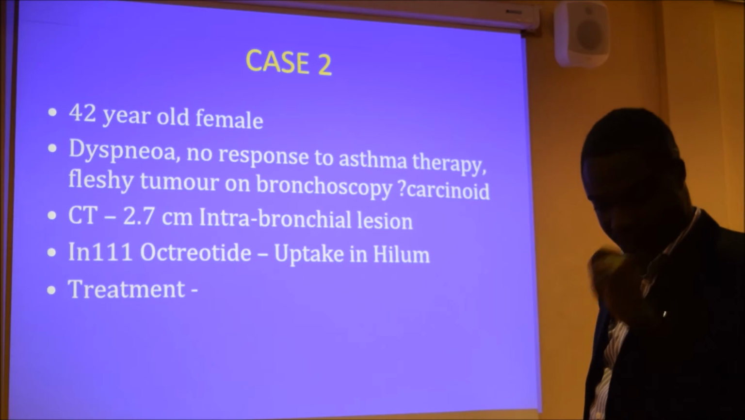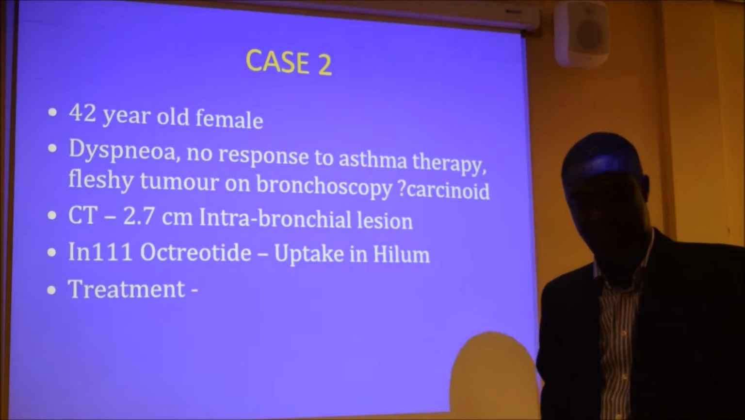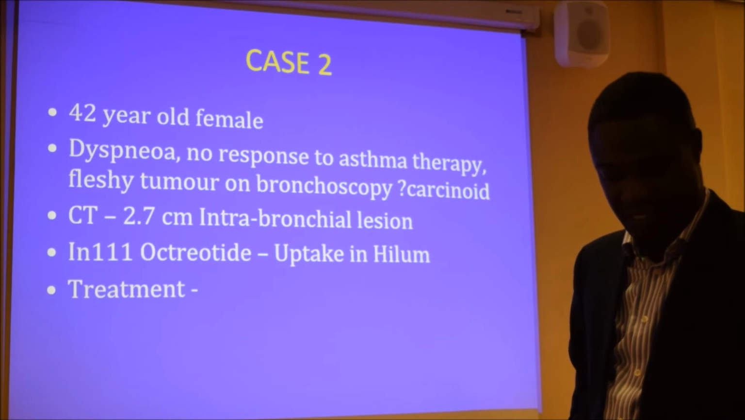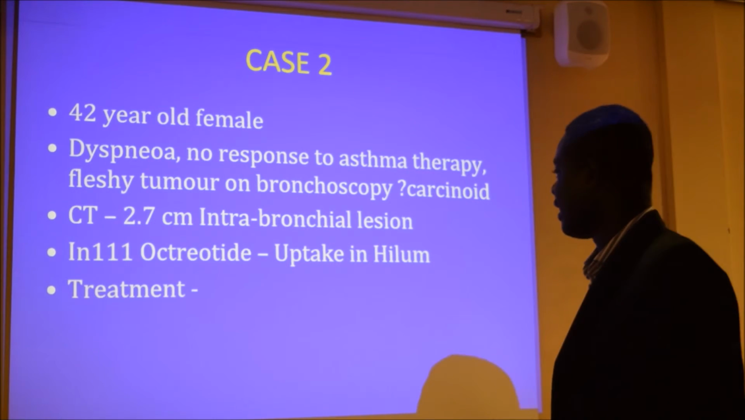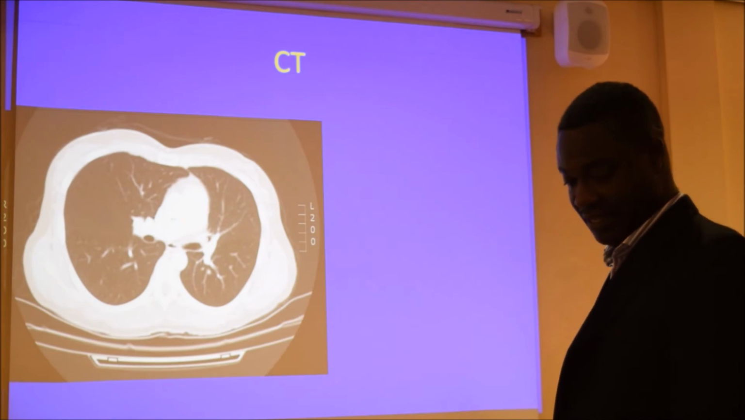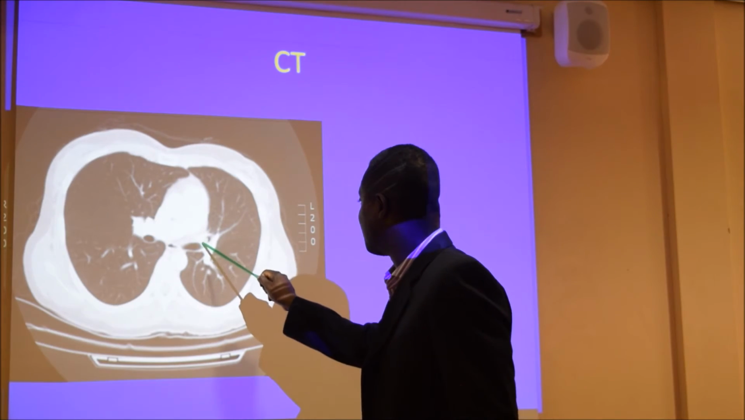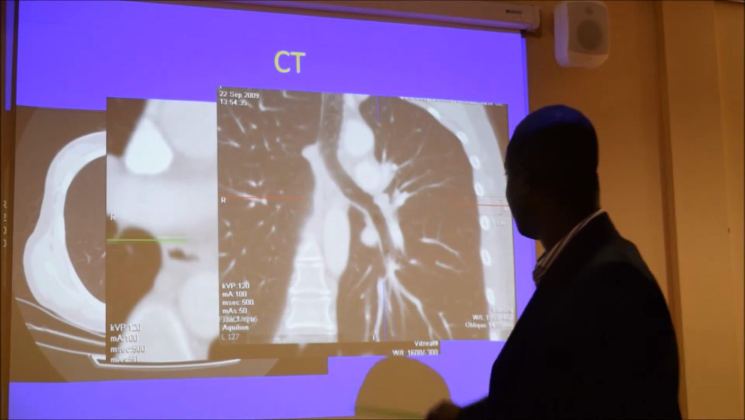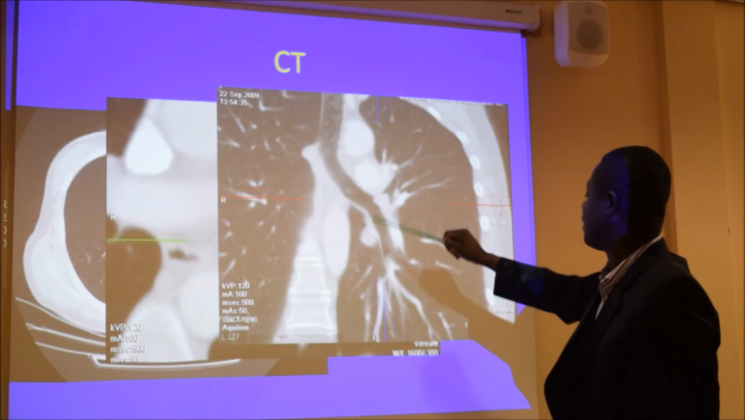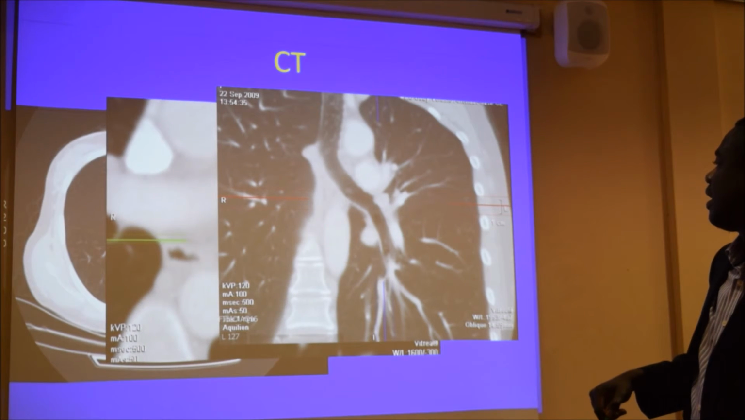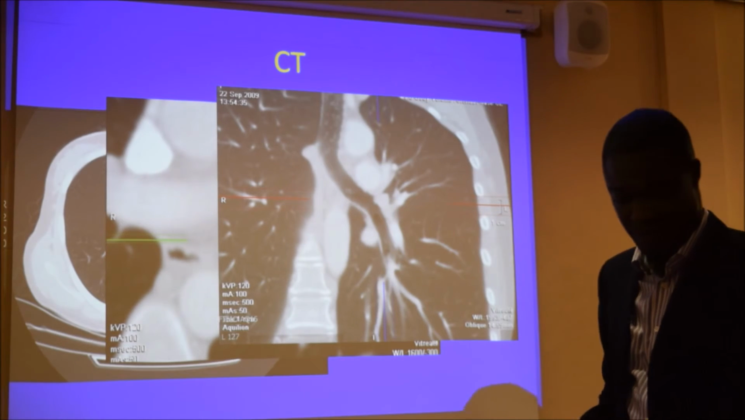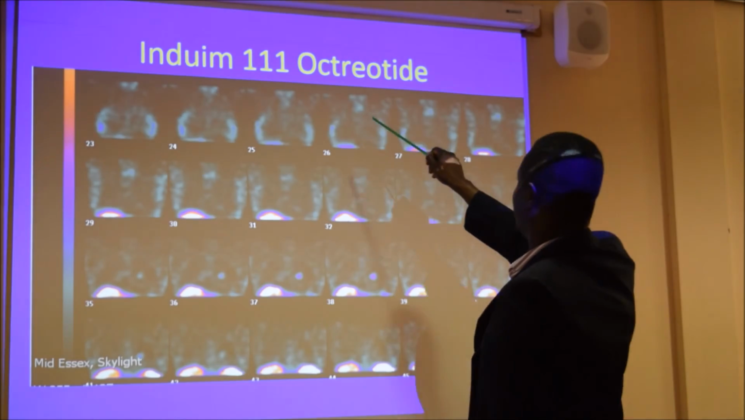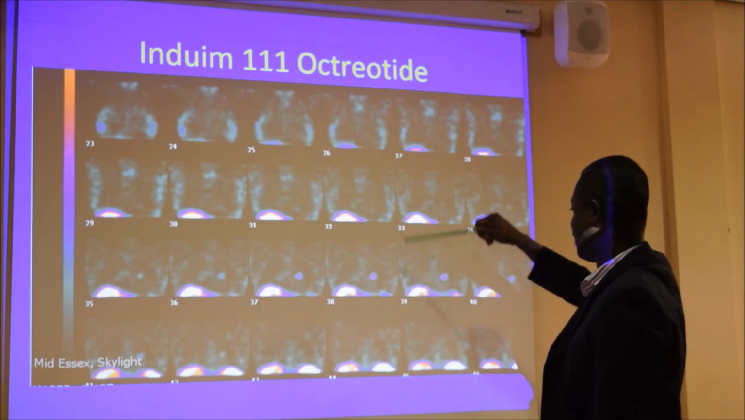Right, in the second case, a 42-year-old female presents with dyspnea, no response to asthma therapy. CT shows a 2.7 centimeter intrabronchial lesion. That's a tumor there. It's quite a small one. Again, one in the lung. Just a coronal image there. That's a tumor at the bifurcation of the left main bronchus. And we use octreotide this time as a nuclear medicine study to show the lesion. There's no other lesion outside that.